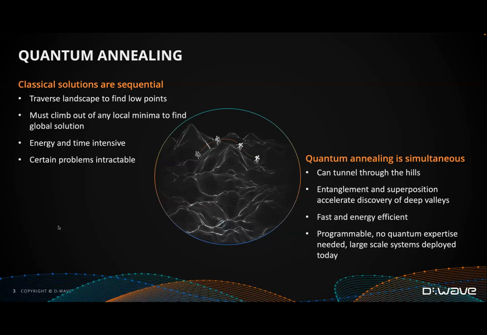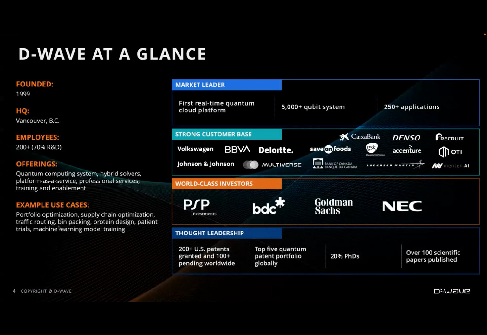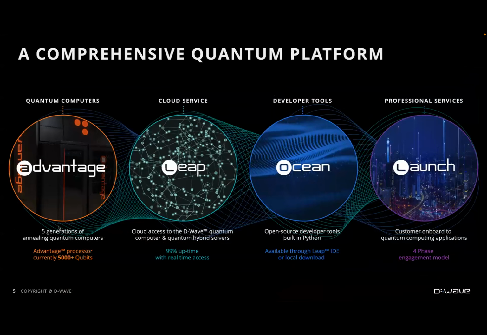So at a glance, D-Wave has been around for quite a while. We are local to here in Vancouver. We were founded in 1999, so we've really been working in this space for a long time. Our office is about 20 minutes from here. That's where our labs are. We have a huge R&D component in our company, and we work with a lot of commercial customers as well as academics around the world. We have a lot of different use cases, a lot of different offerings, which I'll talk about in a minute.